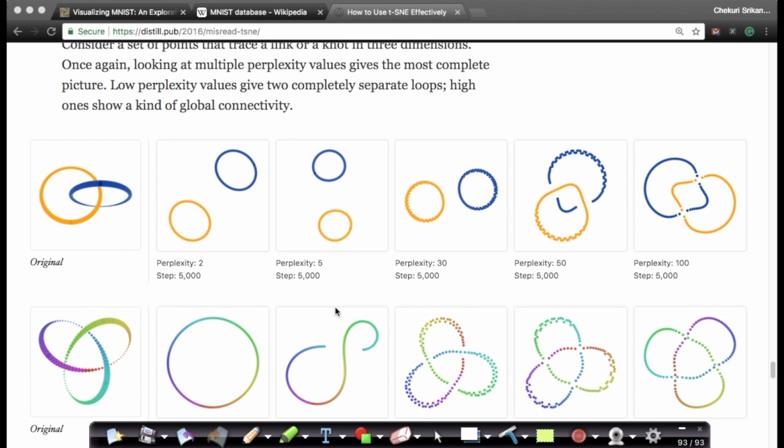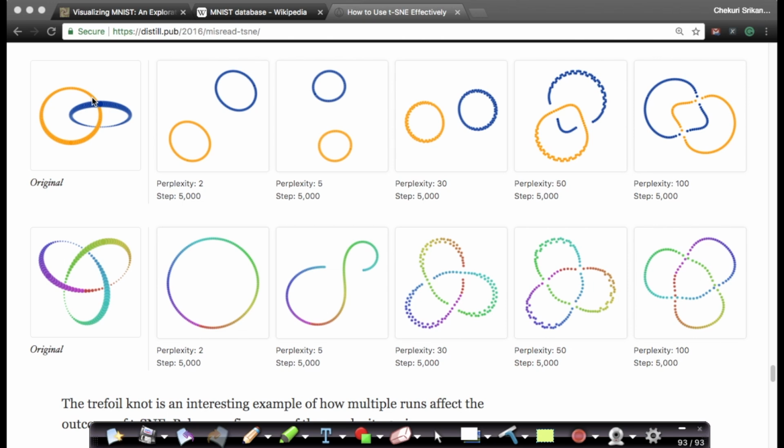Now, these are called interlocked rings. These are more complex topological structures. This is a shape where I have two rings interlocking each other. What happens here is when I have small perplexity, I just get disconnected circles. But as I increase my perplexity, eventually I'll reach a stage where my points show this interlocking structure of the data. Similarly, this is a very, very complex knot-like structure. Very interesting knot-like structure in topology.